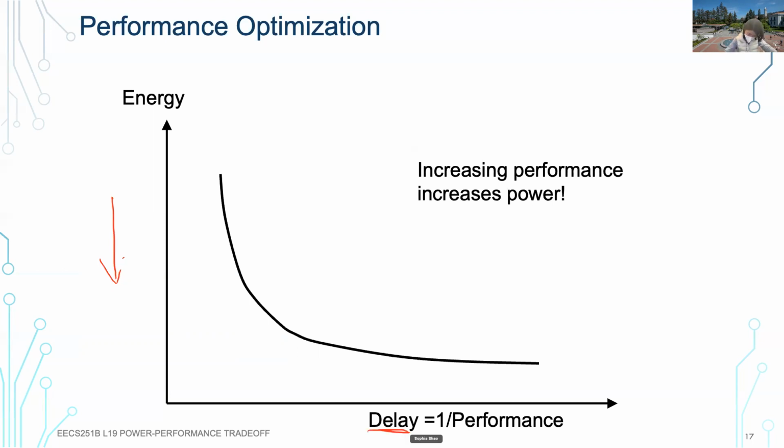Here we're plotting the delay, and delay is also the lower, the better. So this lower left corner is where we want to be, but typically it's very hard to get there. If we want to minimize delay, typically it has very high energy consumption. If we want to lower the energy consumption, again, typically we need to accept some higher delay.